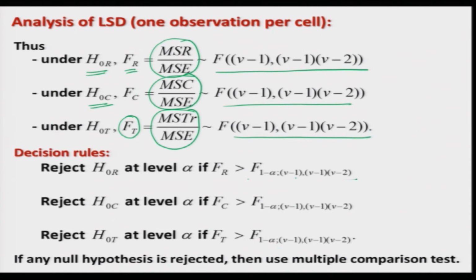Based on that, you can write the decision rule very easily: you reject H naught R, or H naught C, or H naught T at alpha level of significance if the calculated value of F, which is F_R, F_C or F_T, is greater than the corresponding tabulated value at alpha level of significance with v minus 1 and (v minus 1)(v minus 2) degrees of freedom, like here and here.